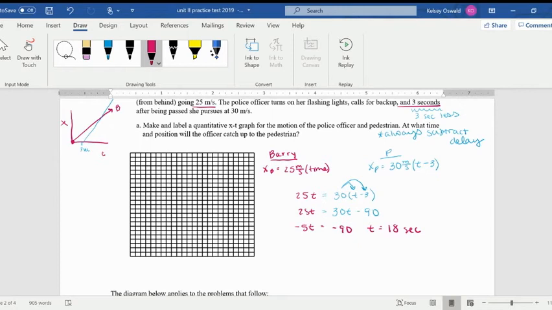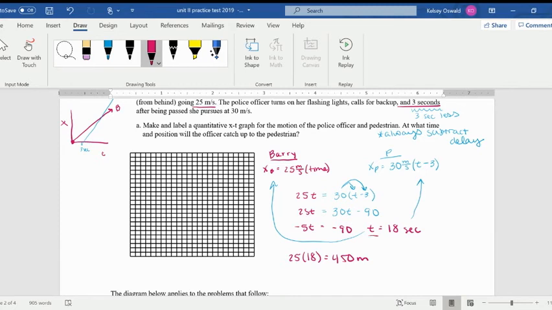We then want to find what position they meet at. So we can plug this 18 seconds into either one of our equations. It does not matter since their positions will be the same. So I always like to just choose the easy one. So we plug it into Barry's equation. We'll do 25 meters per second times 18 seconds, and we'll find that they meet at a position of 450 meters.